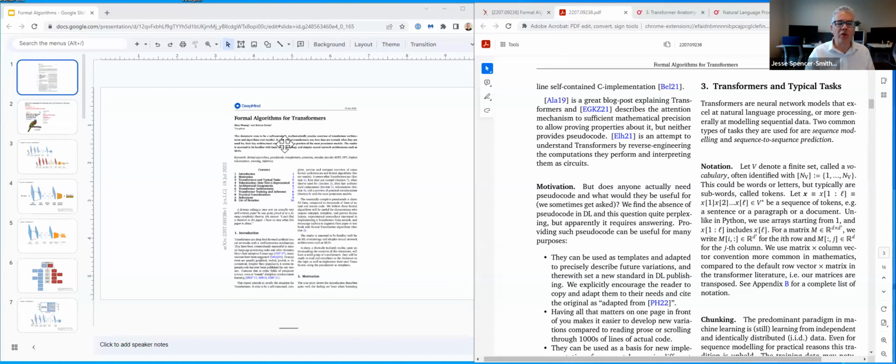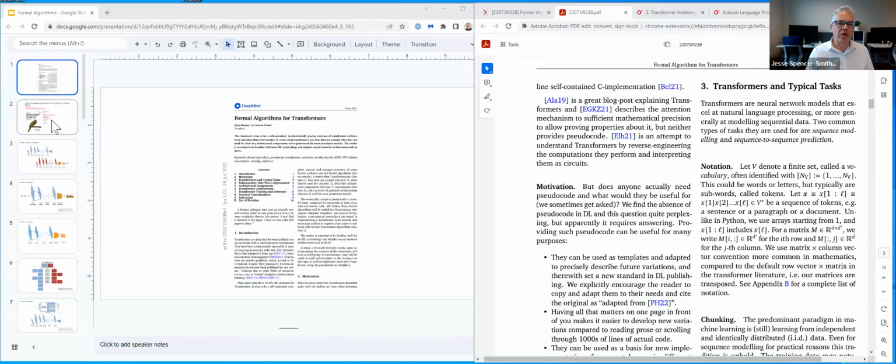It's called Formal Algorithms for Transformers. And what it gives you is formal pseudocode, so you can take a look at transformers. And what you're going to see is a very compact, very concise, very precise way of describing exactly what's happening algorithmically with the transformers.